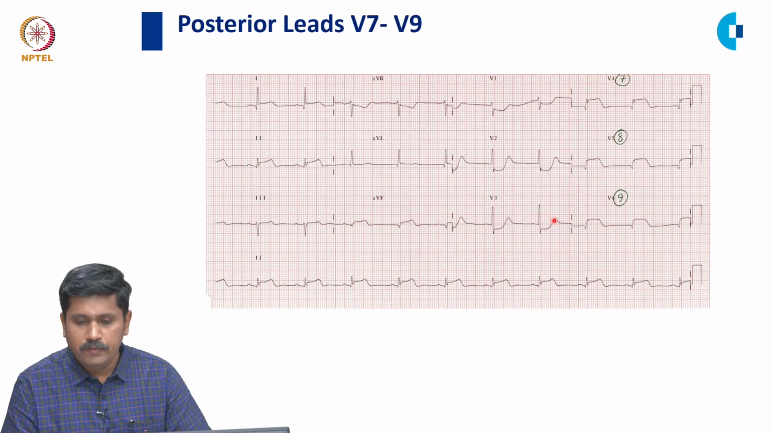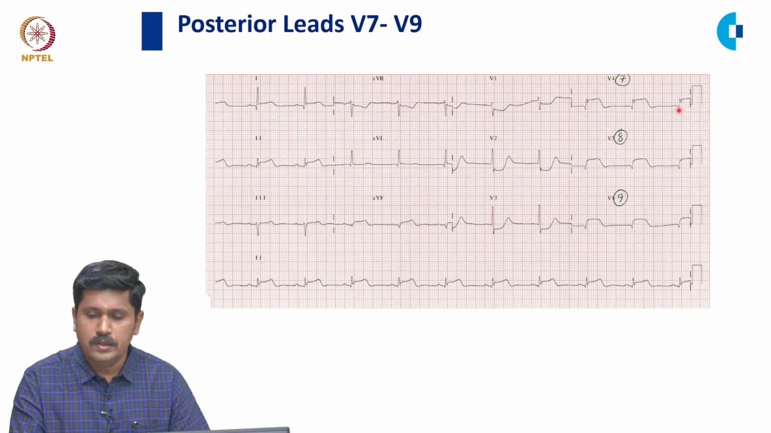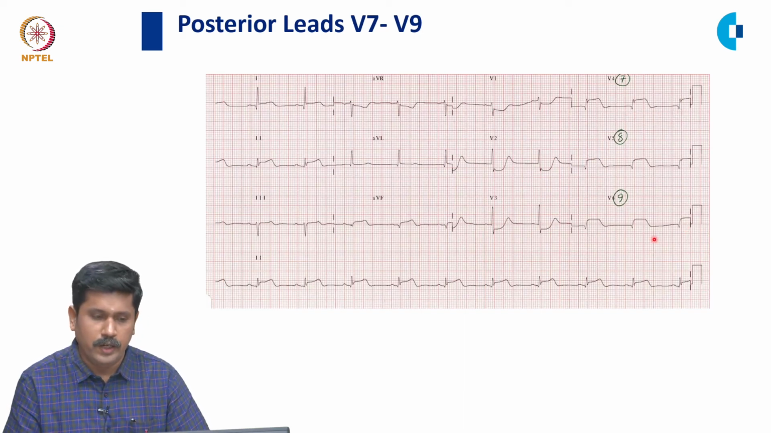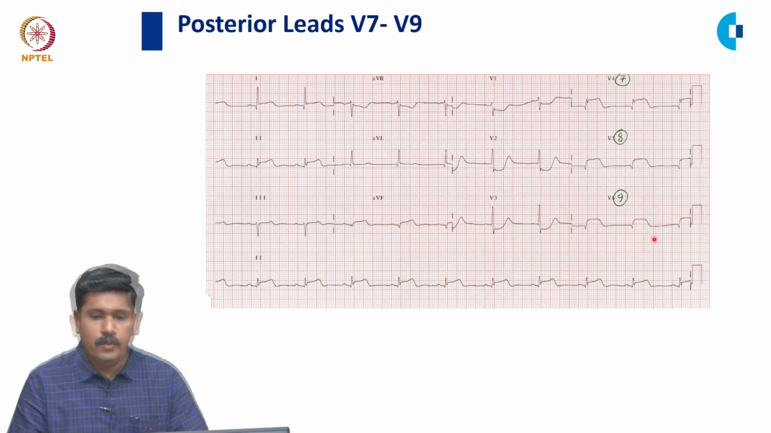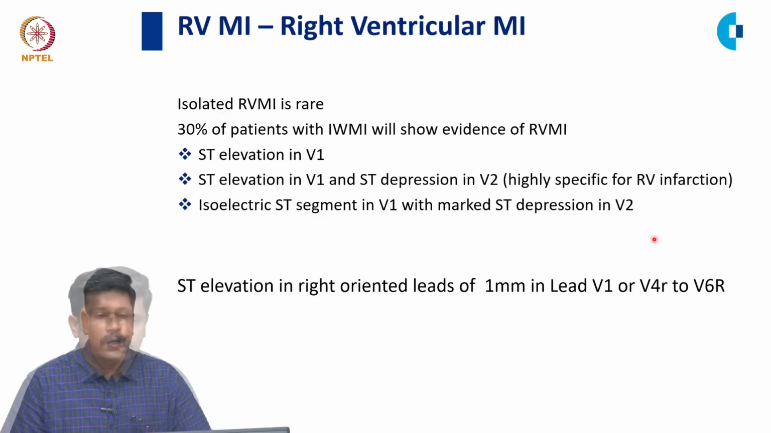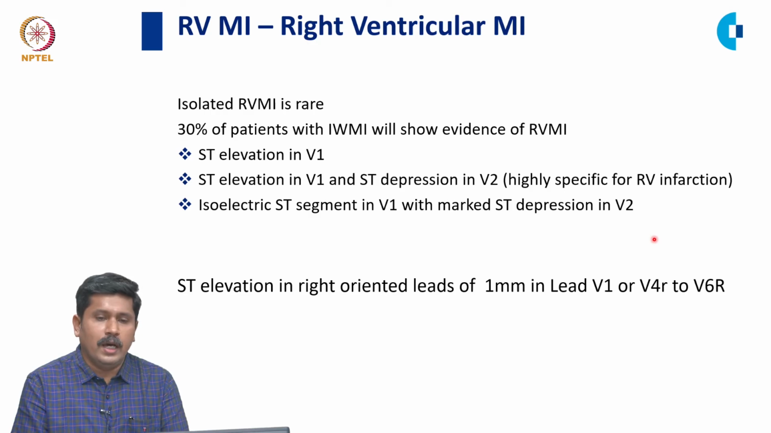So, in the same patient, we have taken a posterior lead ECG, that is V7, V8 and V9. It shows a significant elevation in the ST segment from V7 to V9, which indicates the presence of a posterior wall myocardial infarction. Next thing is the identification of the RV myocardial infarction.